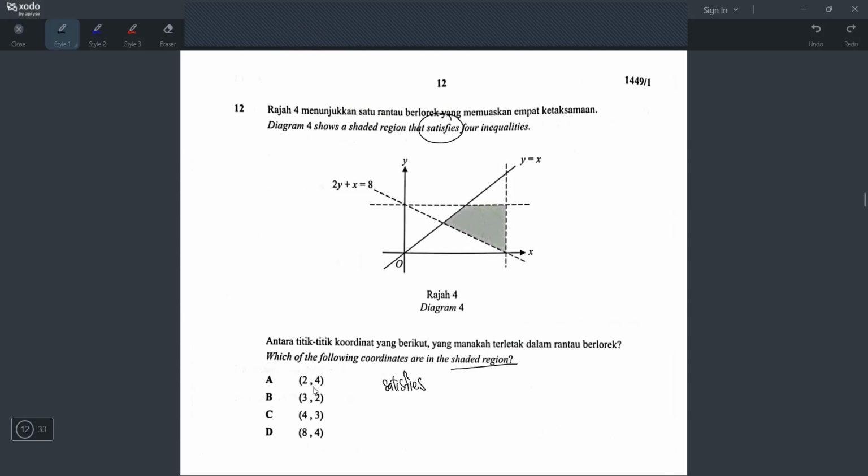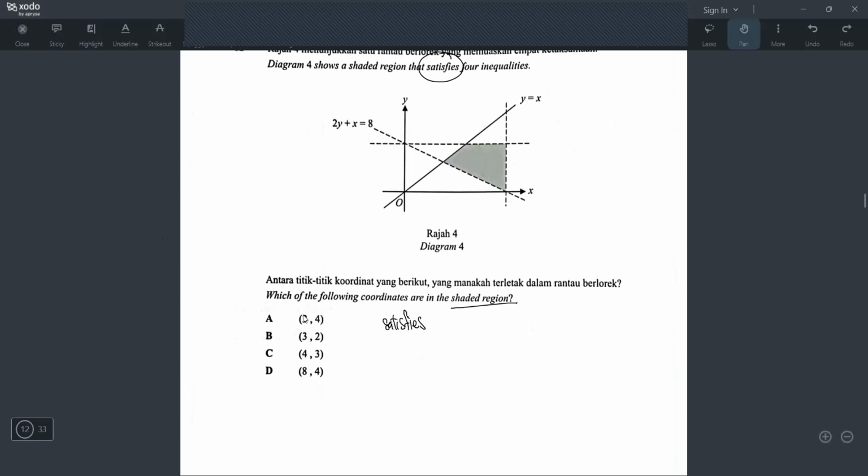What does it mean by satisfy? It means which of these 4 points will sit inside the shaded region. But how do we know whether this point is inside the shaded region or not? Okay, very simple. You just substitute this point into the inequality. If you substitute into the inequality, you will know whether it's satisfied or not. All right. So let me tell you how to get the inequality. First, you need the equation first. Of course, you need the equation first.